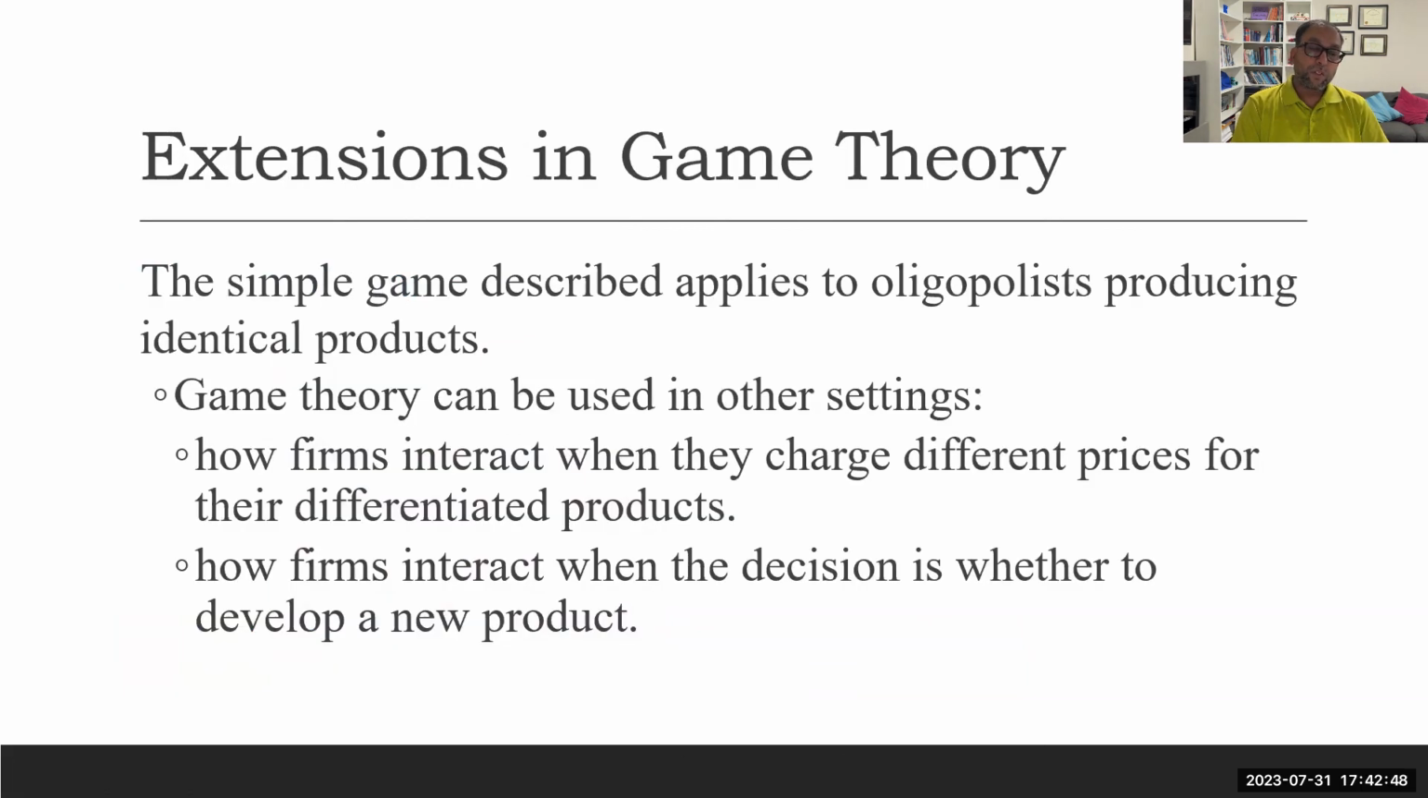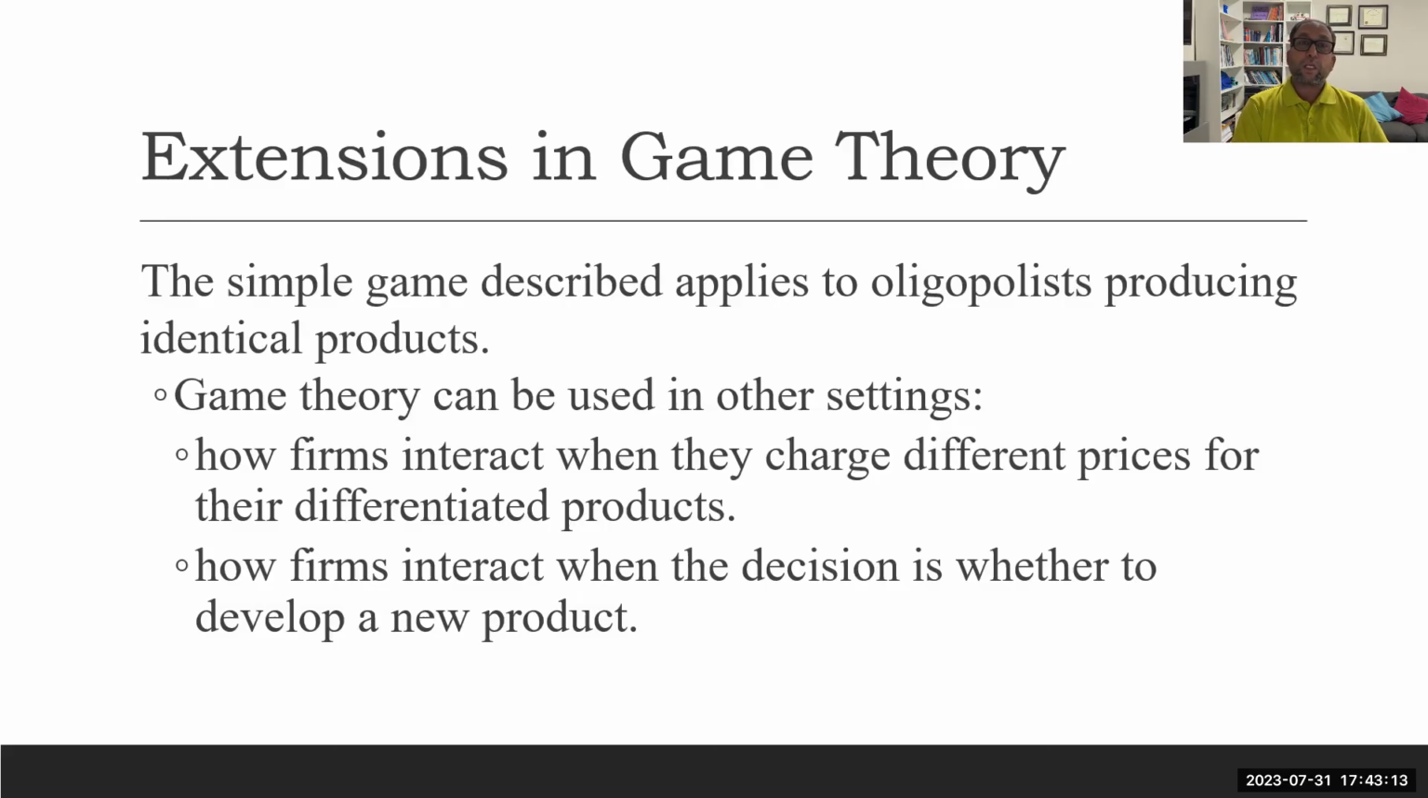This game of a prisoner's dilemma, or any other type of game, we can extend. The simple game described applies to oligopolists producing identical products. Game theory can be used in other settings: how firms interact when they charge different prices for their differentiated products, how firms interact when the decision is whether to develop a new product or not. So these are the types of questions we can answer with game theory.